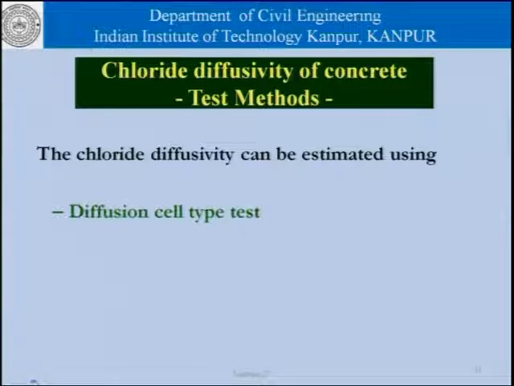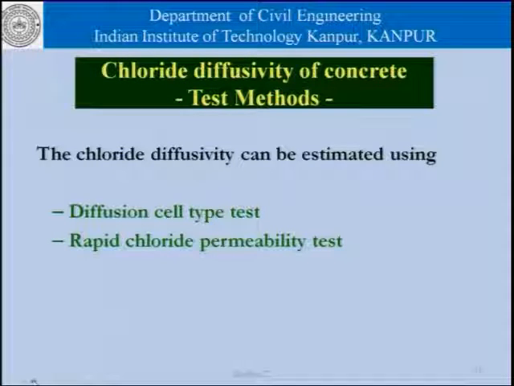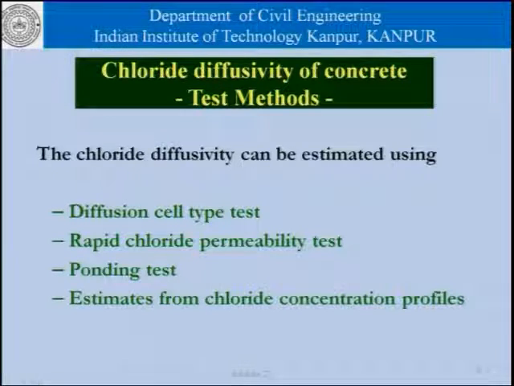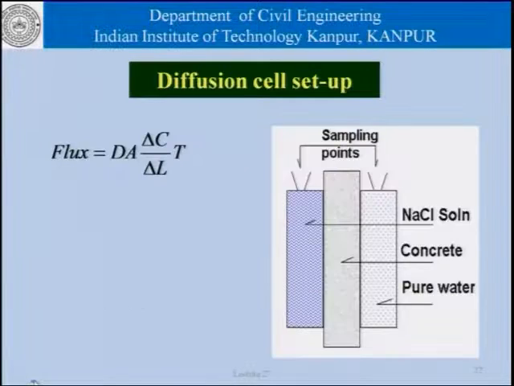In practice, the chloride diffusivity can be estimated using diffusion cell type tests. It can be done through a rapid chloride permeability test, it could be done through a ponding test, or it could be estimated from the chloride concentration profiles of different concretes. We will take a look at them one by one. Let us take a look at the diffusion cell setup.